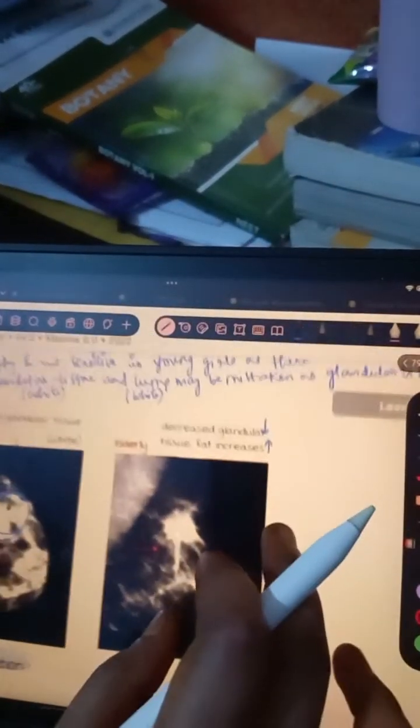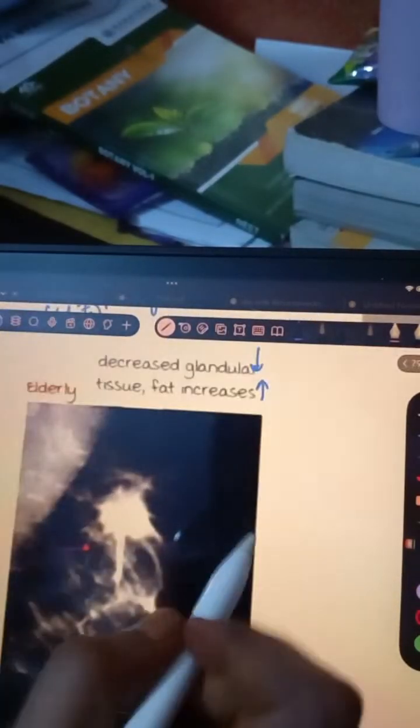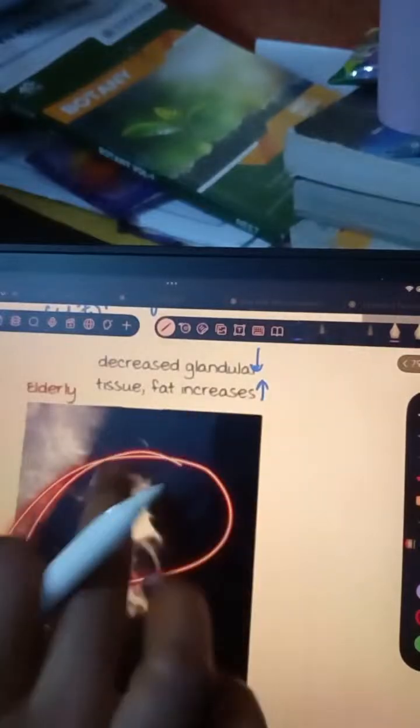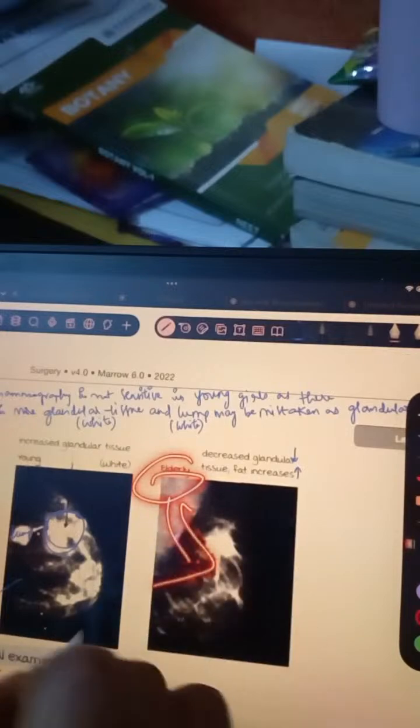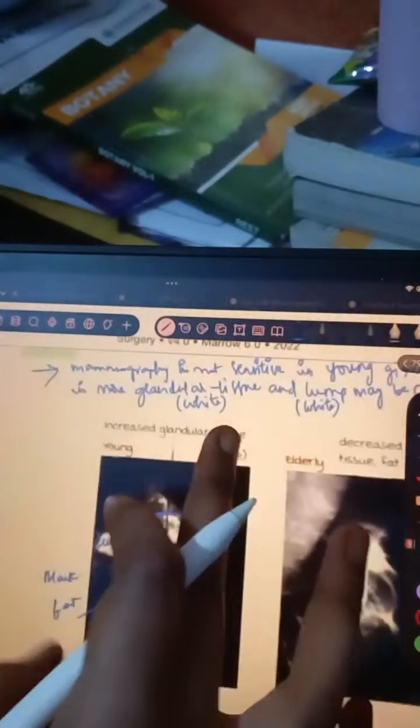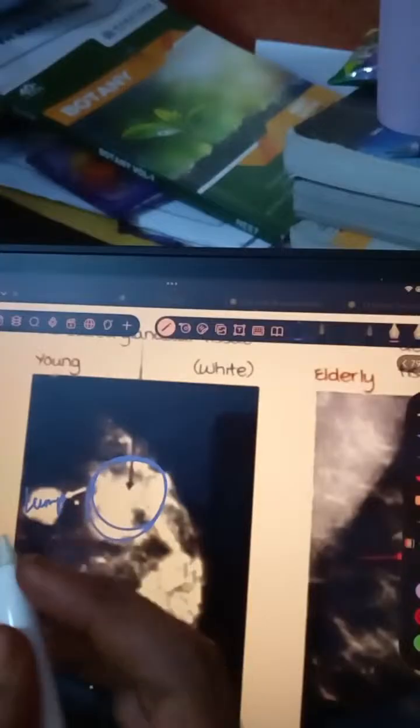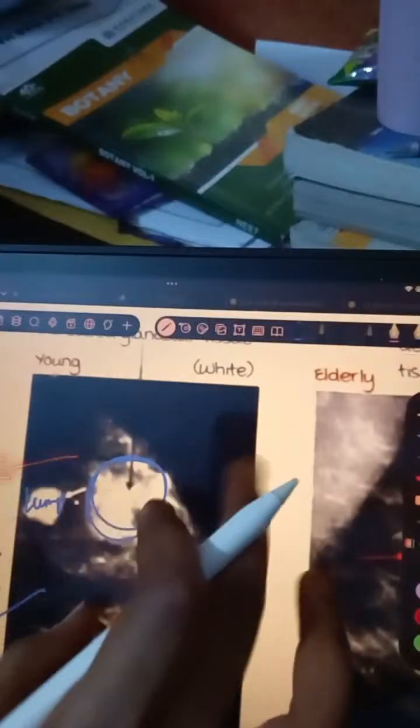So guys, if you see, we can easily identify a lump because there is decreased glandular tissue and more fat. The lump is also white, so we can easily identify a lump in elderly patients. So we do mammography, but if you do mammography in young females, less than 40 years of age, we may miss the diagnosis.